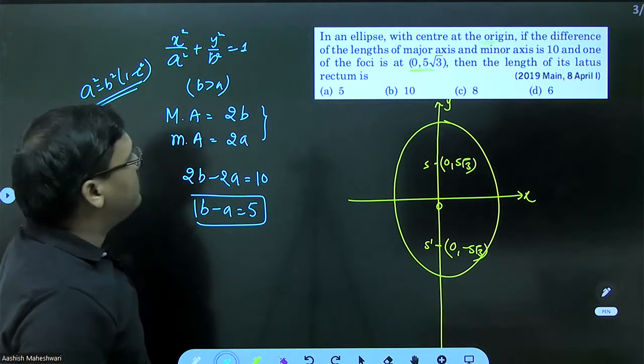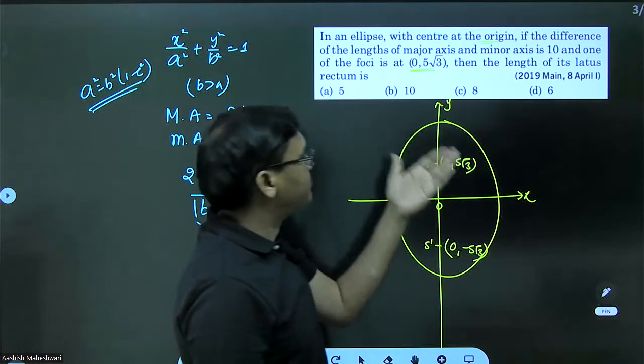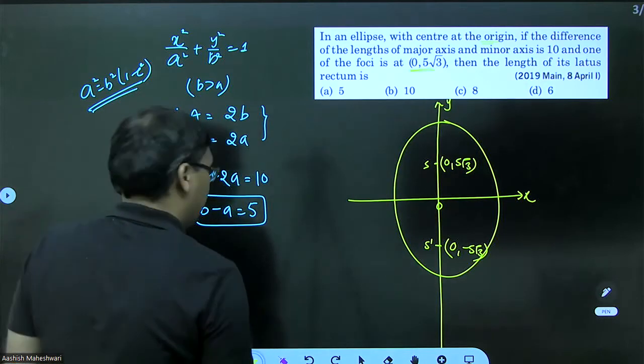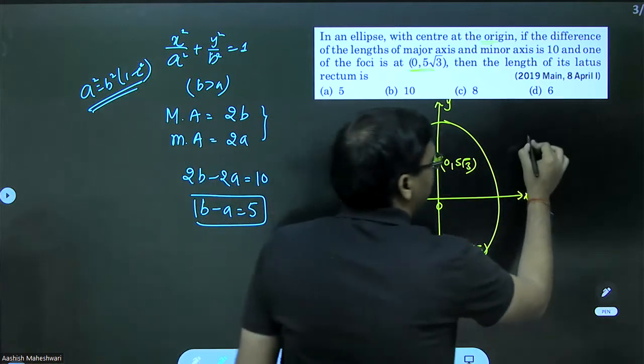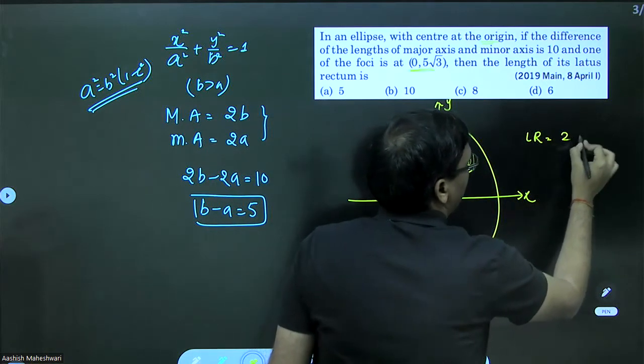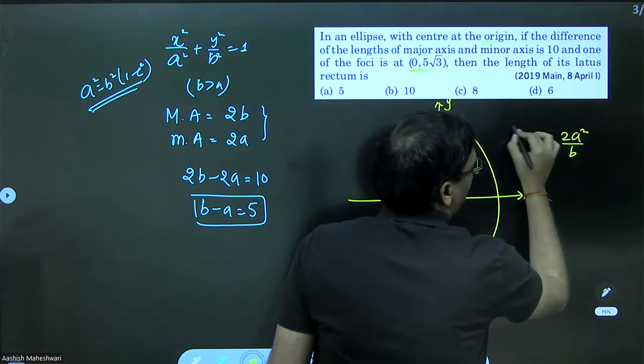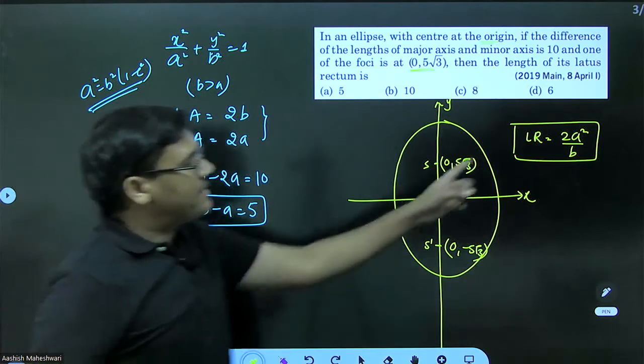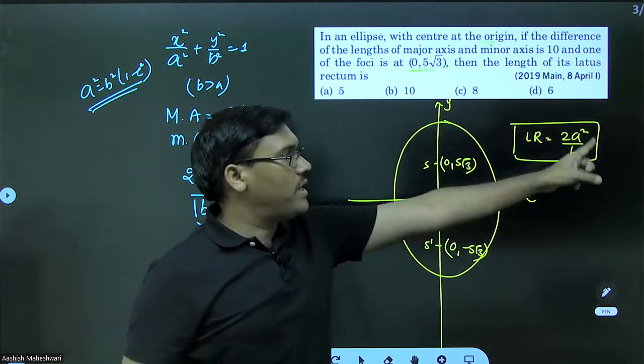Then what is the question here? The question is you have to find the latus rectum. So again the question is, what is the latus rectum for this ellipse? This is 2a square by b. Remember this. You have to remember all these values. What is the latus rectum for a vertical ellipse? This is 2a square by b.